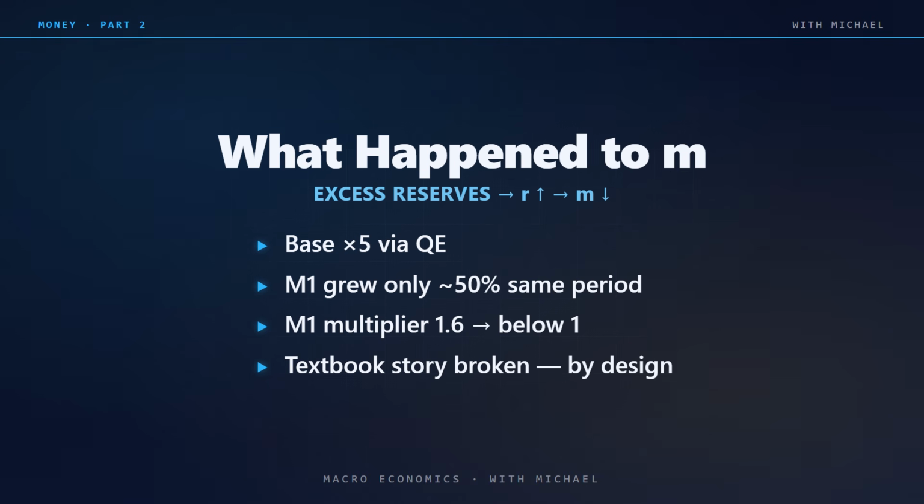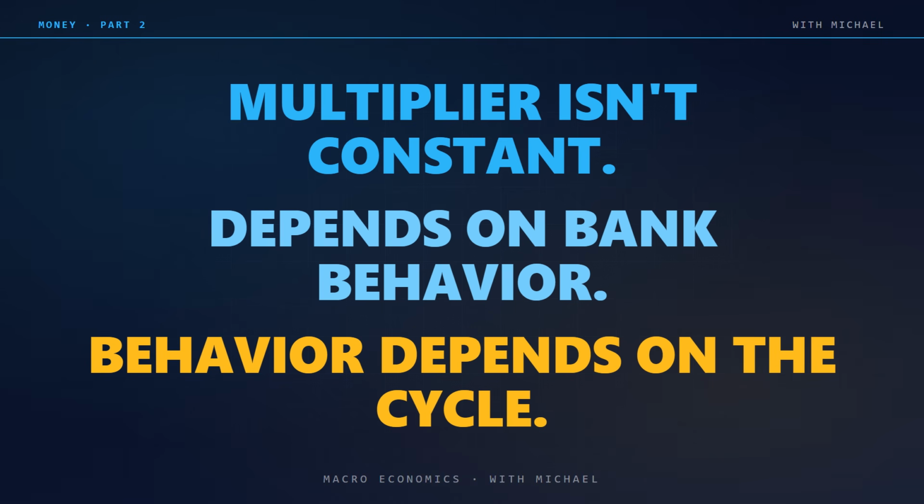This is not a failure of the theory. The theory predicts exactly this outcome when R is allowed to vary. The lesson is that the multiplier is not a constant of nature. It depends on bank behavior, and bank behavior depends on the macroeconomic environment. In a deep recession, banks hoard reserves regardless of how much the central bank creates.